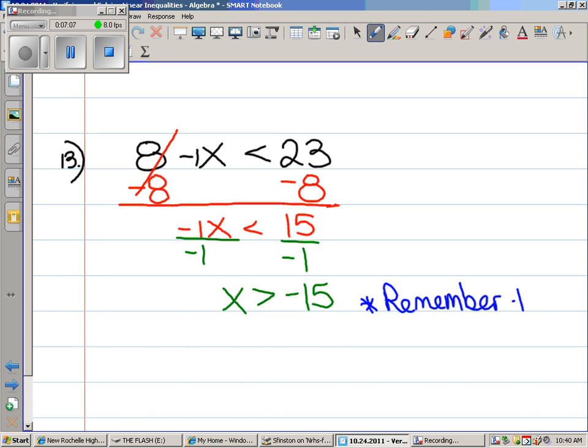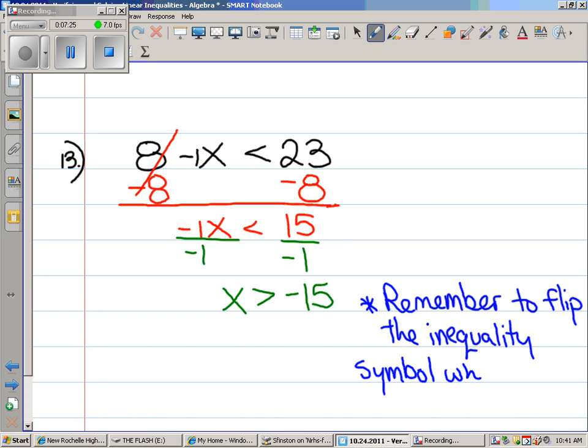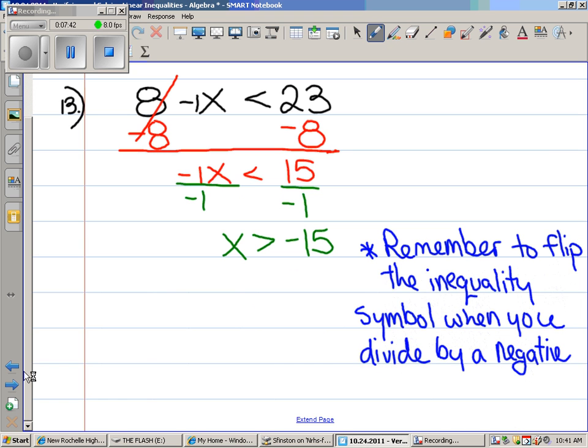Remember to flip the inequality symbol when you divide by a negative number. So when you divide by a negative number, the symbol has to flip around.